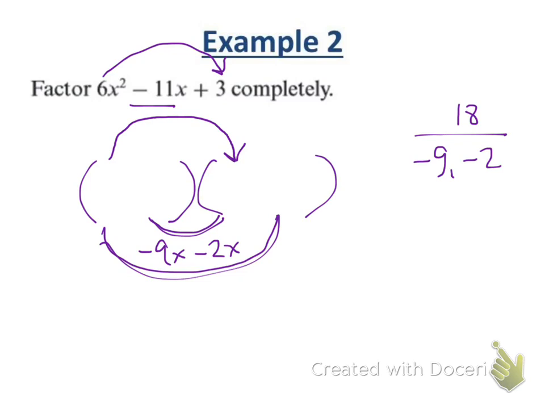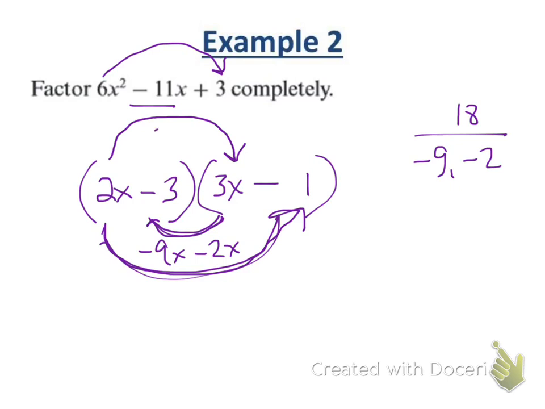Can we use 6x and x? No, because 6 can't be multiplied by an integer to get 9 or 2. So we have to use 2x and 3x, or 3x and 2x. It doesn't matter what order you put them in. 2x multiplies over here, not to get 9, because that's not possible. Multiplies to get negative 2x. That means this has to be negative 1. And negative 3. Then 3x times negative 3 would give us negative 9.